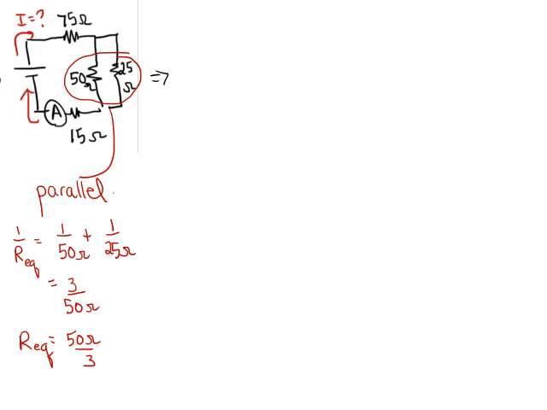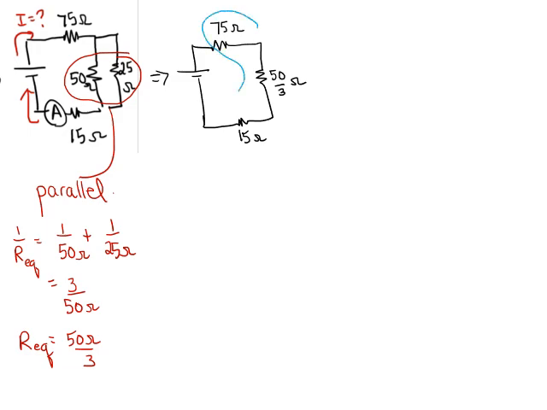We'll draw a new circuit that's got our battery, got our resistance, it's got that new equivalent resistance, got the lower resistance. So that's 75 ohms. This is 50 over 3 ohms. And this one is 15 ohms. All of these resistors are in series.